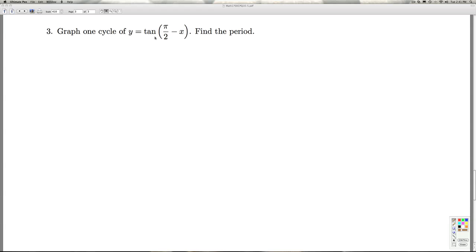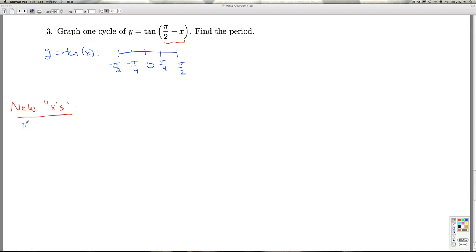All right, last but not least, we're asked to graph one cycle of this tangent curve. So I go back to the standard tangent function, and it gets graphed over the interval minus pi over 2 to pi over 2. And so the quarter marks here are 0, minus pi over 4, and pi over 4. So I can look at the argument of the tangent, and set that equal to each of these old quarter marks to get the new x's.